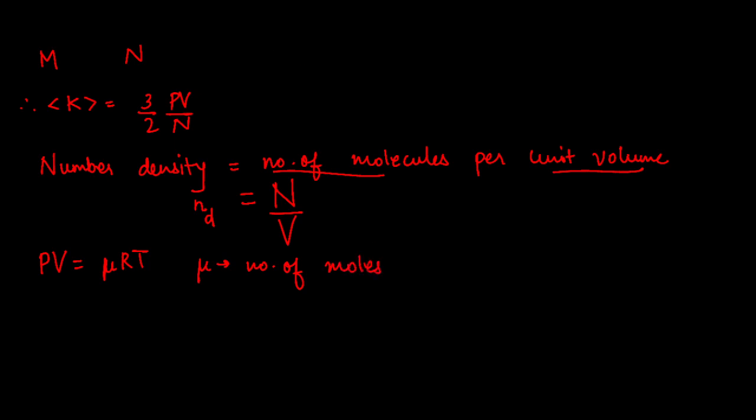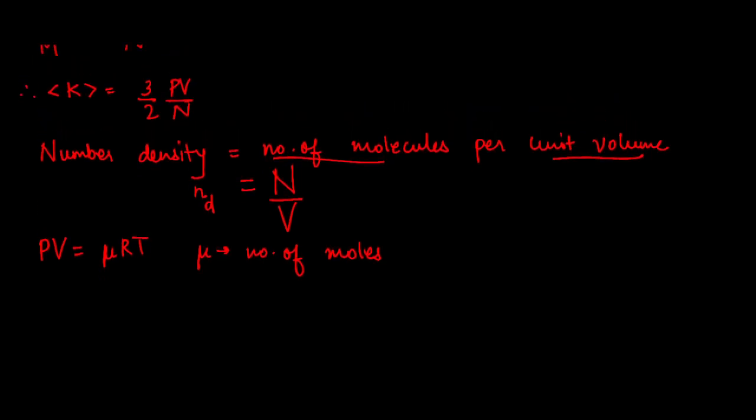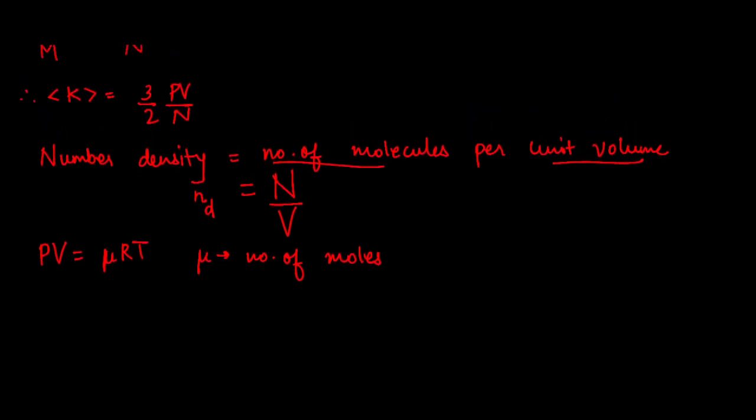Mu means number of moles. So if you do that here, in chemistry you might be writing PV equal to nRT. You can write n also, I don't have a problem. If the symbol changes, it makes no difference. As long as the meaning is same, we are happy. I could even write x here, PV equal to xRT. You cannot stop me from doing that.